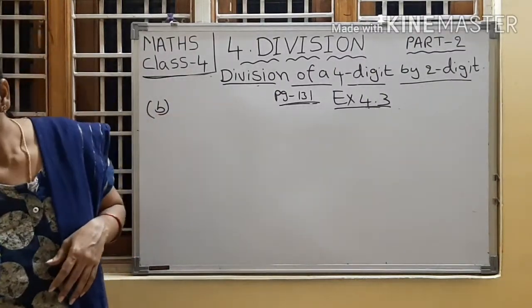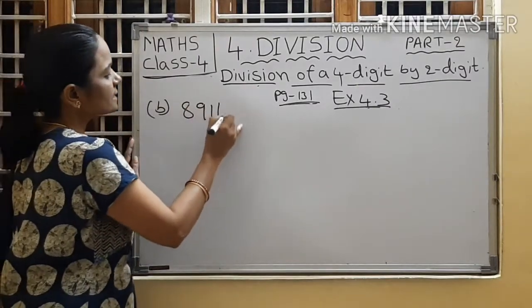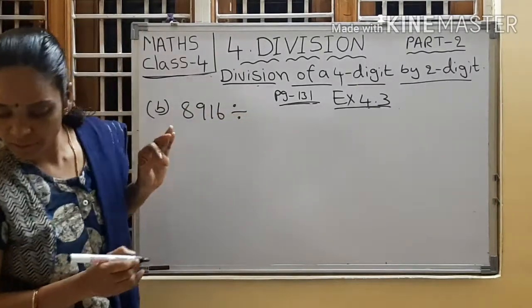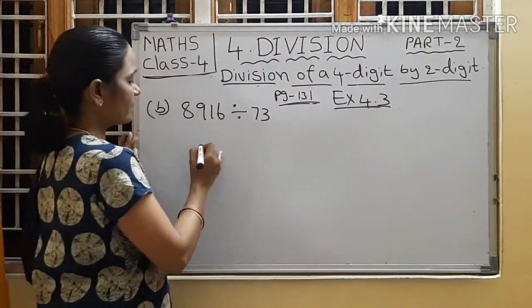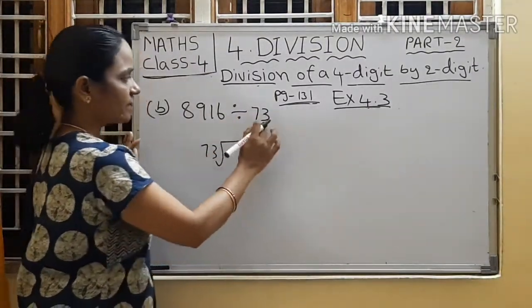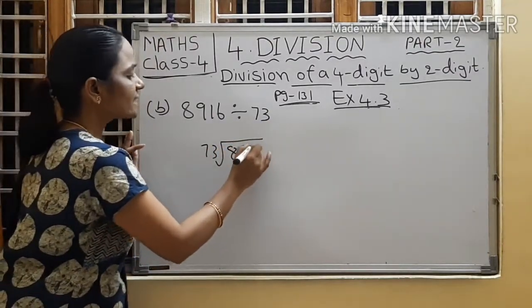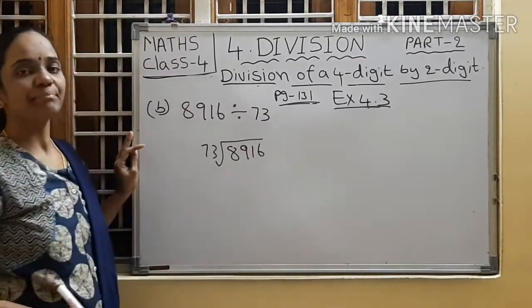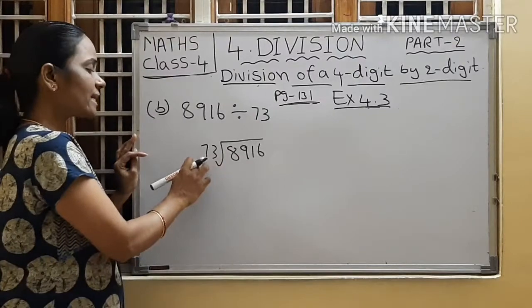B problem. 8,916 divided by how much? 73. So take 73 table, children. 73 is the divisor, right, outside. Inside write down 8,916. Always the bigger number is the dividend. Dividend write inside, divisor write outside.